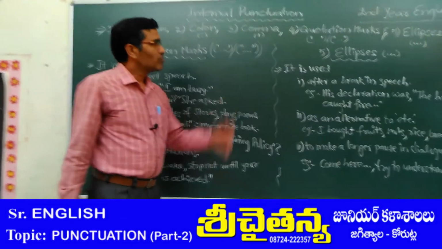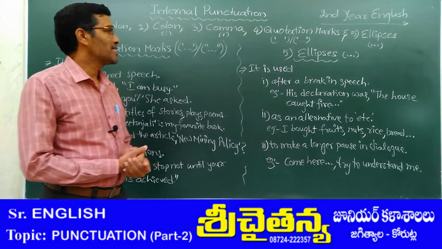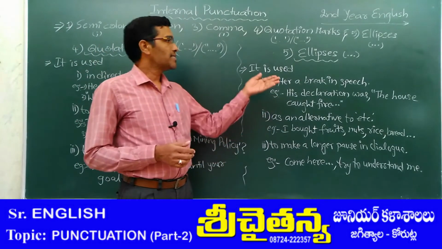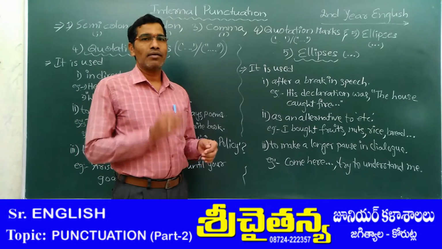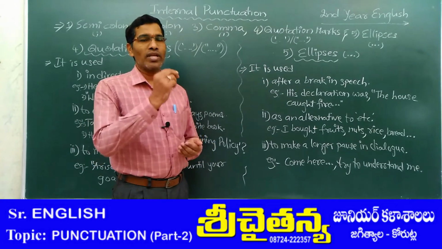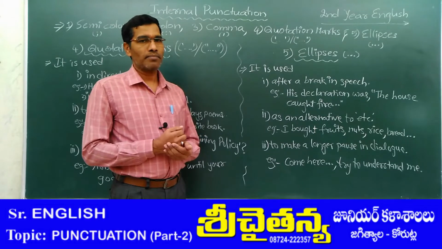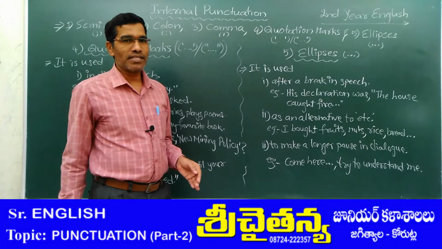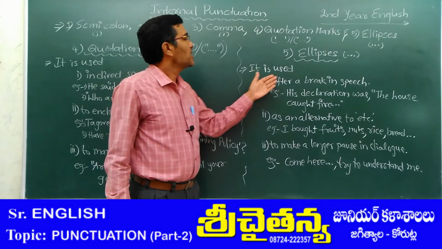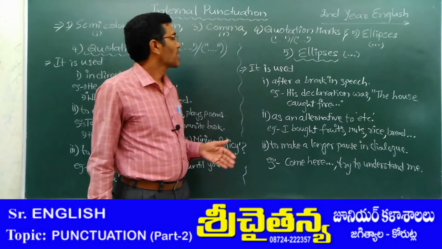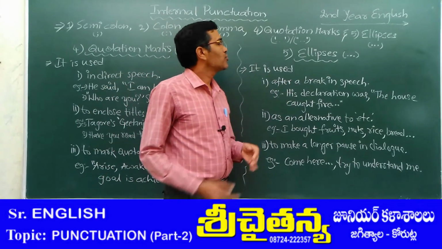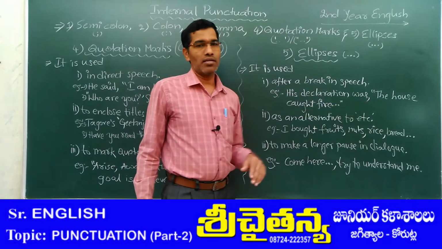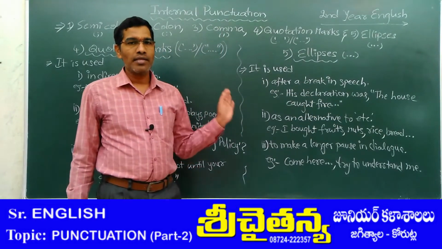Then let us move to the fifth one, that is ellipsis. Ellipsis is nothing but placing 3 dots, right? Let us discuss the uses of ellipsis. After a break in speech, his declaration was, "the house caught fire, ..." That means he continued something.